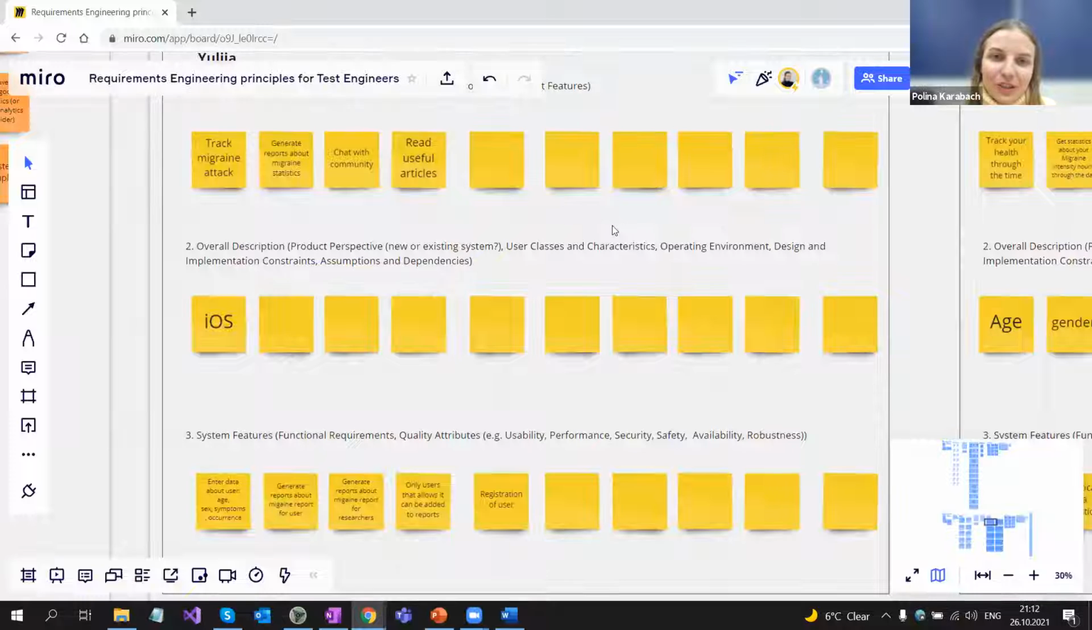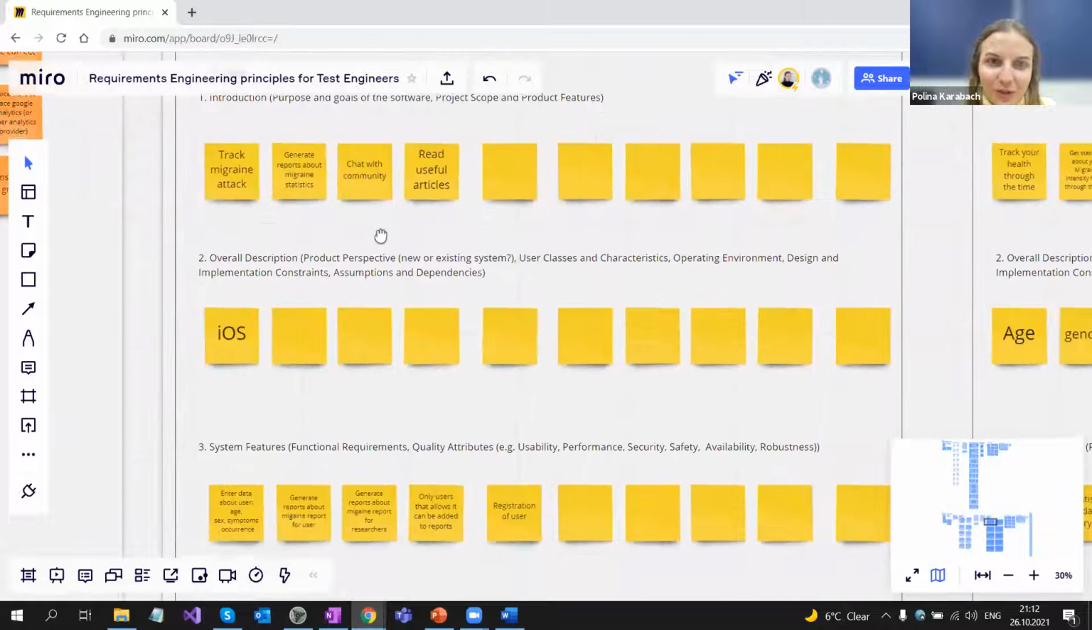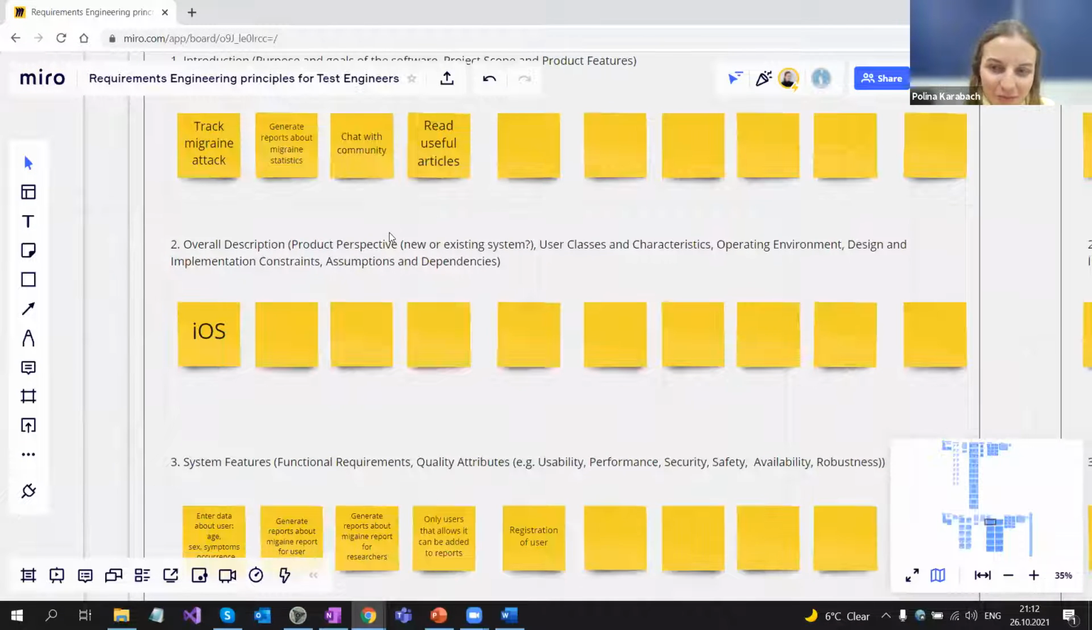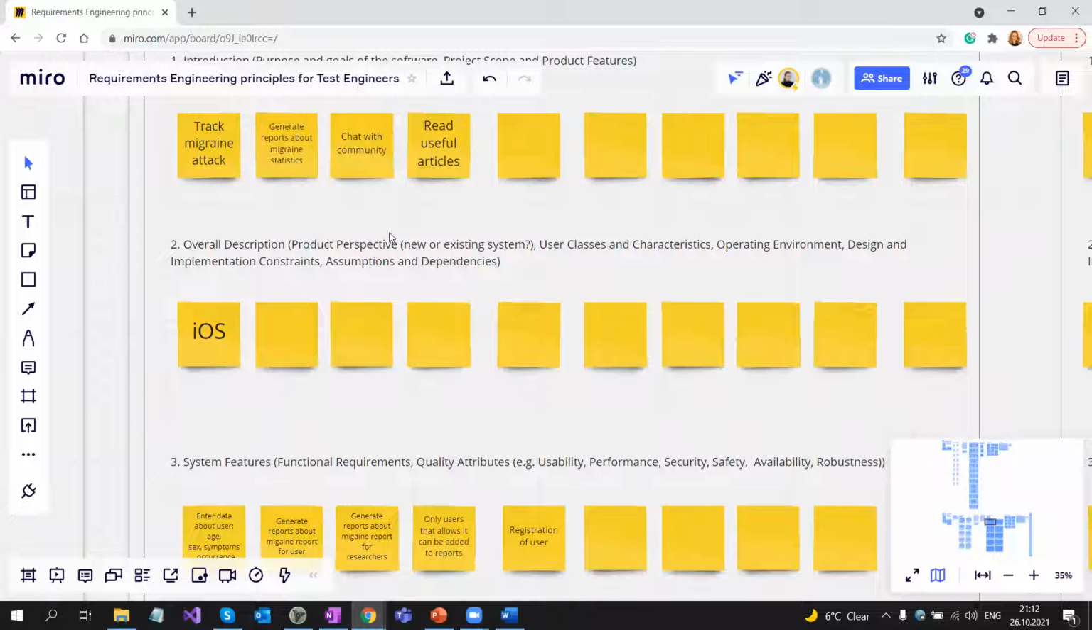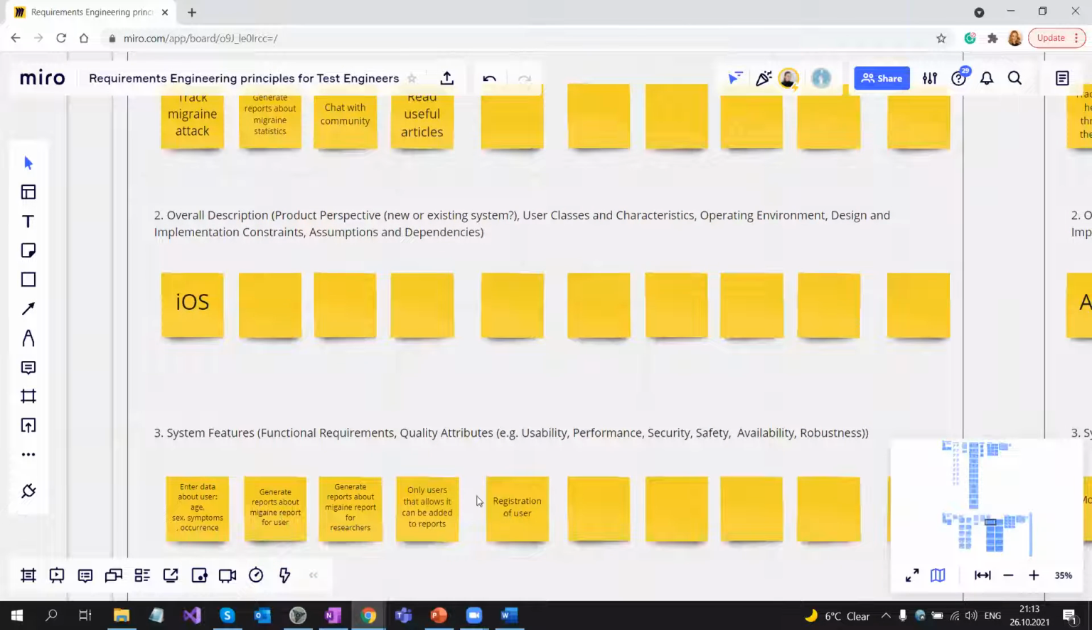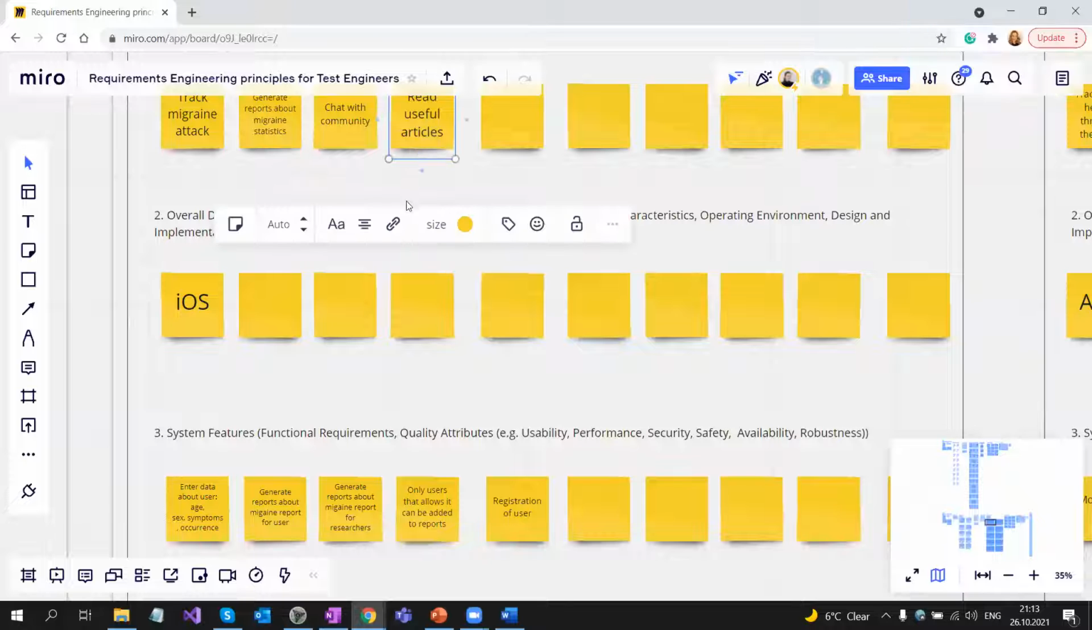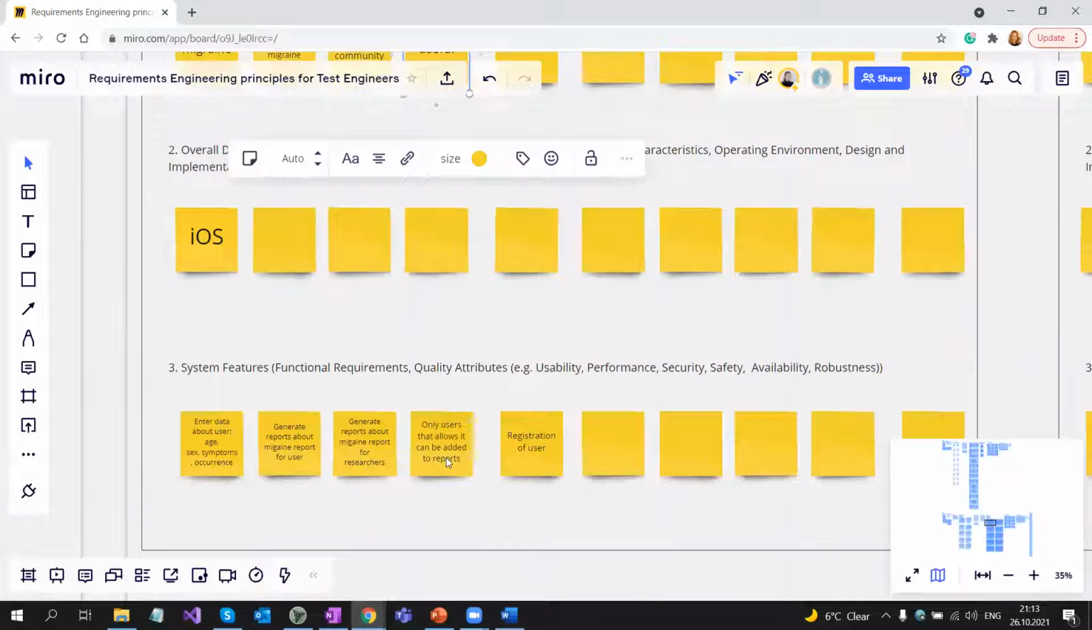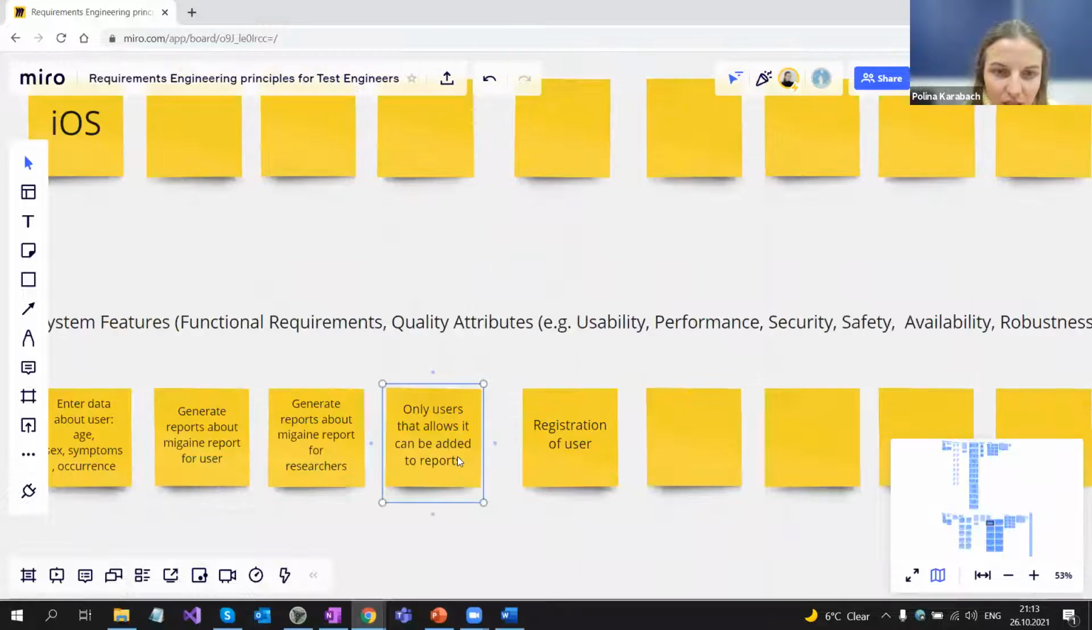And as for Julia, do you want to comment on your card as well? I think I understand, but the only thing I'm not sure about is whether I put it where it should be. It's only users that allow it can be added to reports. Is it some system feature that I should put, or is it some constraint? Which one exactly? This one, only users that allow it can be added to the report.